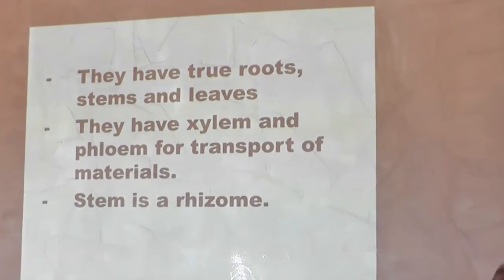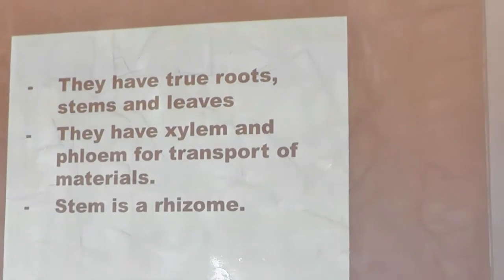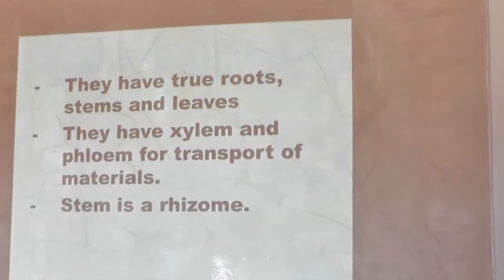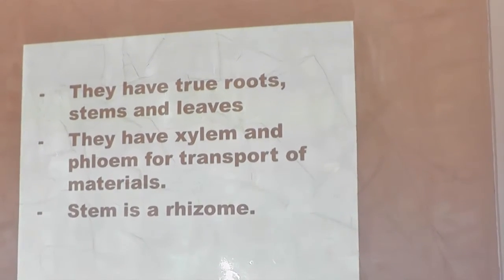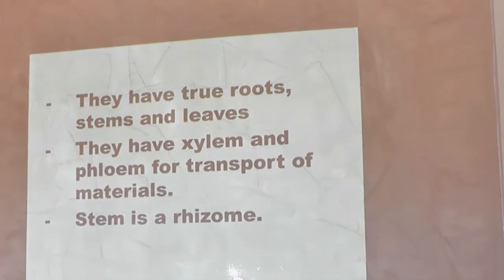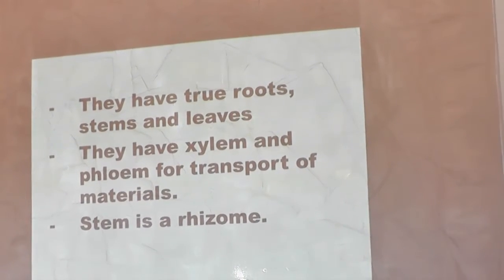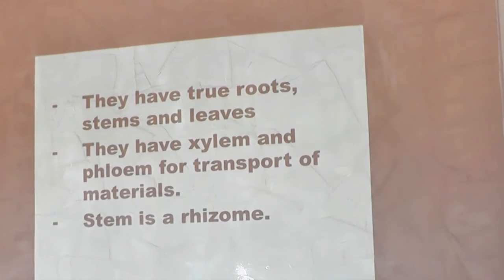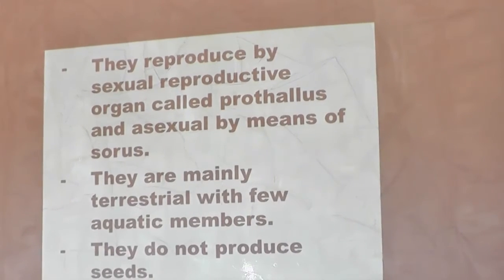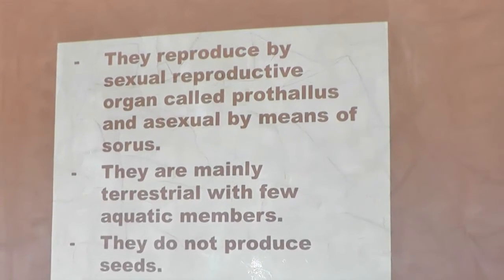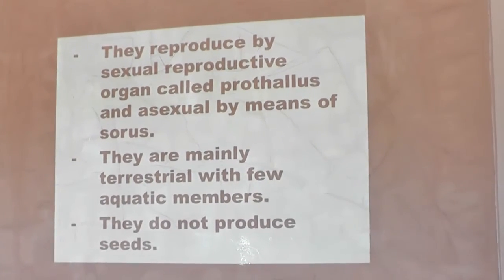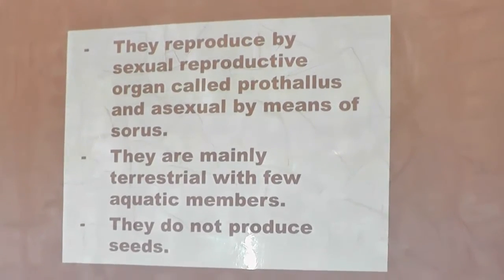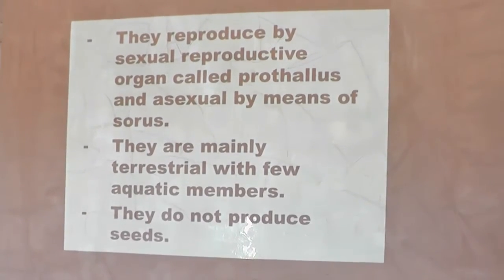These ones have what we call true roots. They have true stem and they have true leaves. Then, since we said they are vascular plants, we should expect them to have xylem and phloem for the transport of material. Their stem is a rhizome. Then they reproduce by means of sexual reproduction, a reproductive organ that is called prothallus, and their asexual reproduction is by means of what we call sori.